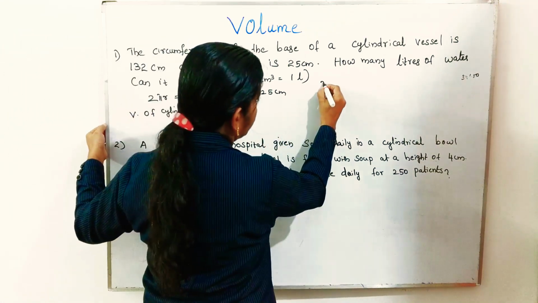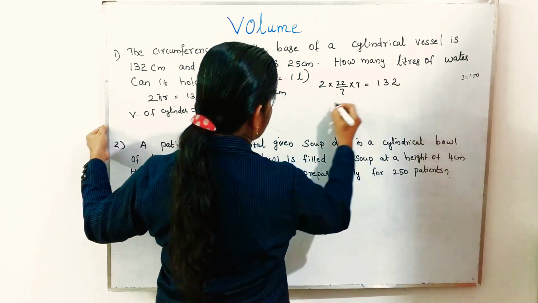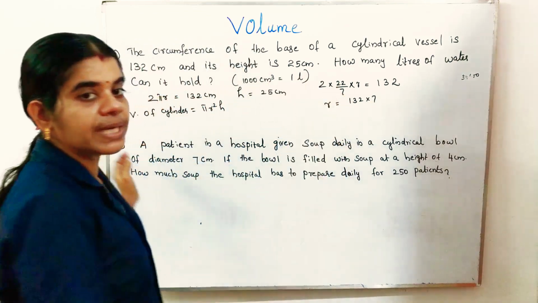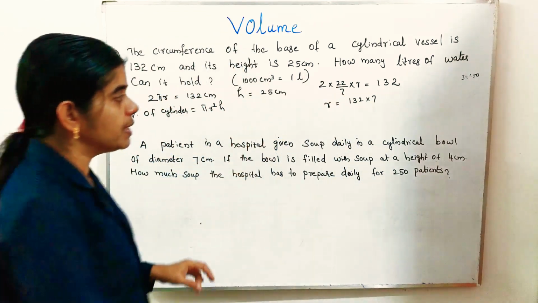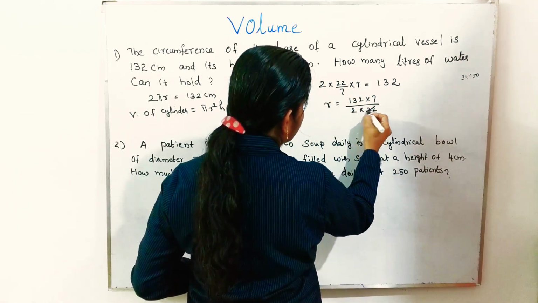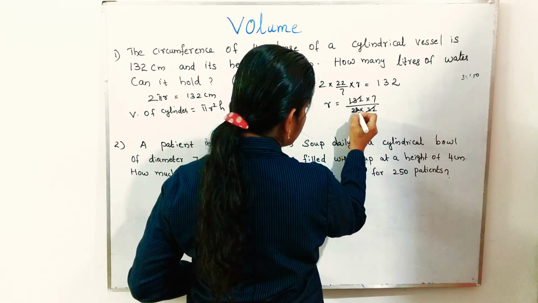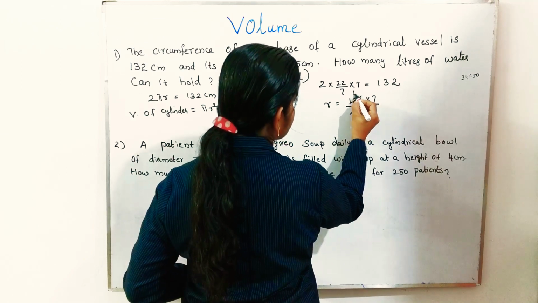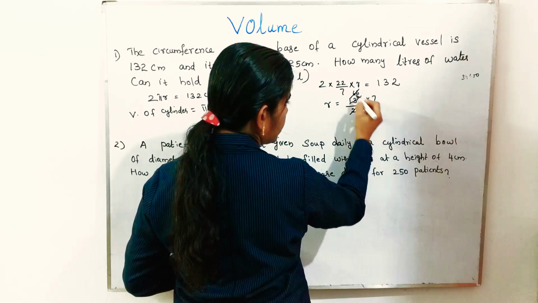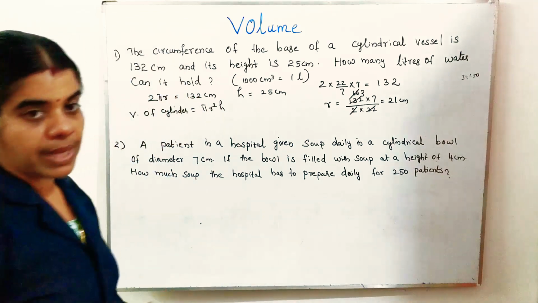So 2 into 22 by 7 into r is equal to 132. So r is equal to 132 into 7. Here the denominator, if you are taking it to the right, will become multiplication. Here multiplication is there, that will come to the denominator. 2 into 22. 22 in 132, how many times? 2 in 132, you will get 66. Then 22 in 66, 3 times. 3 into 7, 21 centimeter will be the r value.